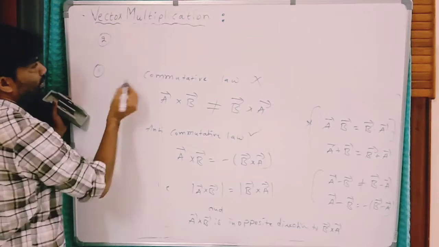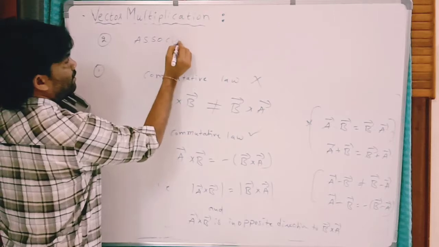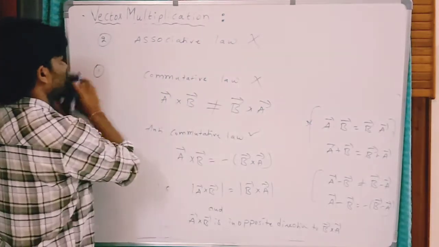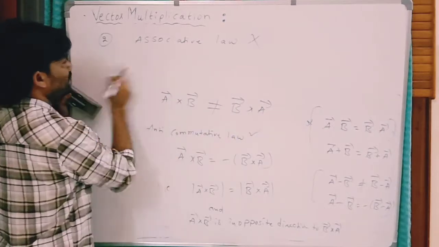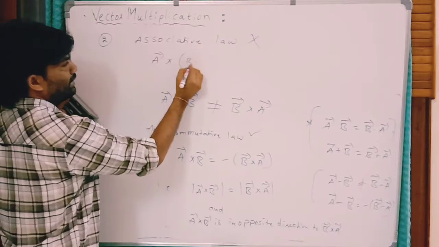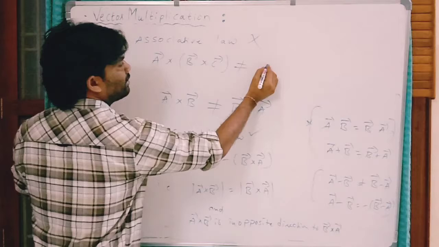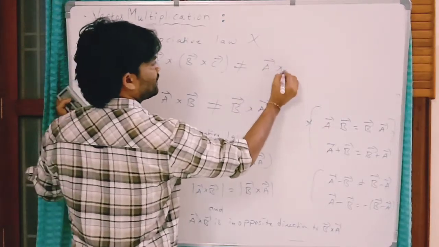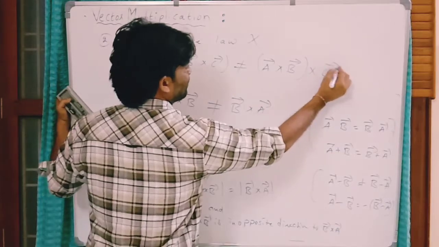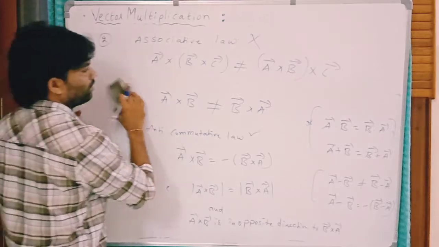Second one, it doesn't obey associative law. Vector product doesn't obey associative law. For this law verification, we need three vectors. A bar cross of B bar cross C is not equal to A bar cross B bar, cross C. So the left hand side is not equal to the right hand side.